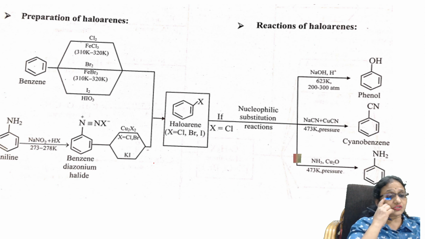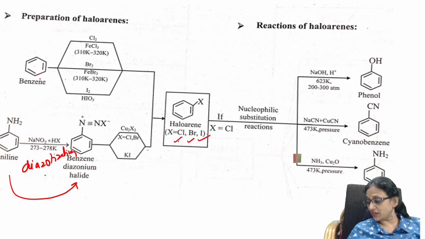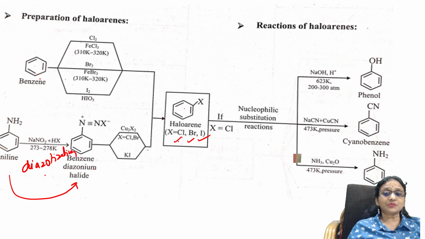Now let us see the preparations of haloarenes, students. Haloarenes can be prepared from benzene. Haloarenes can be prepared from aniline by a reaction called diazotization reaction, where aniline is getting converted to benzene diazonium chloride, right? And that finally, by using metal halides, such as in the Sandmeyer reaction, is converted into the respective haloarene. It can be chlorobenzene, bromobenzene, or iodobenzene, right? So these are the preparations.